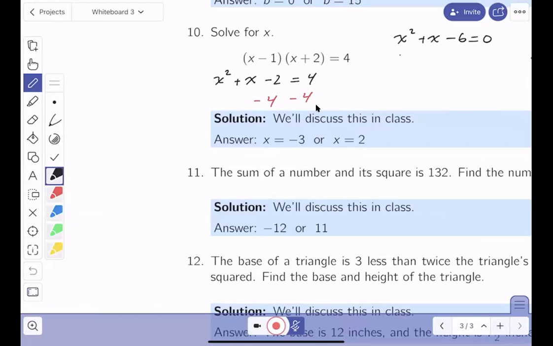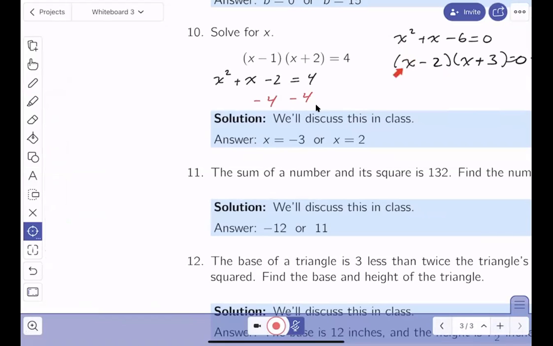I have my 0. Now I'm going to use the 0 product rule. I got the 0. I can get the product now. Hopefully, anyway. 3 and 2. Let's see, plus 3 minus 2. Let's just check it. X times x is x squared. Plus 3 minus 2 is 1x, and you do get minus 6. What's the answer over here? X equals 2, or x equals minus 3.